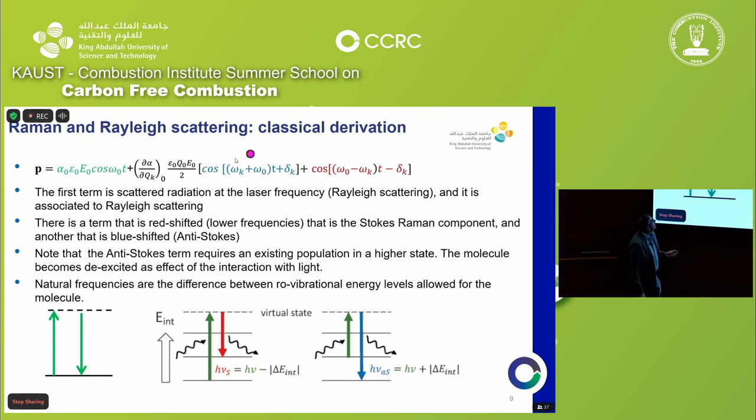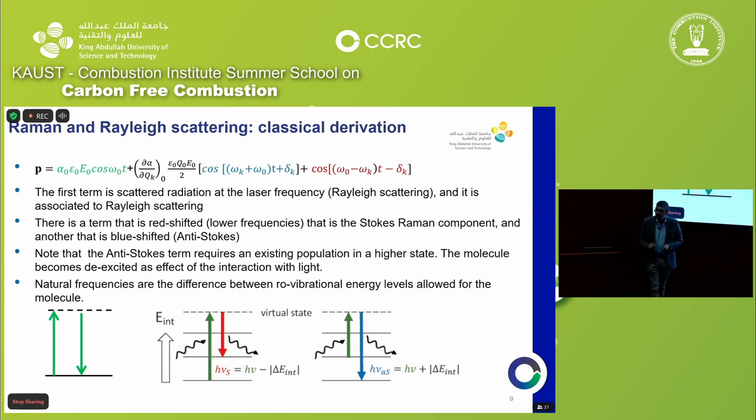Here we have another signal that's vibrating now with a frequency that's shifted toward the blue. So higher frequency: omega k, the natural frequency of oscillation of our molecule, plus the incident frequency. So the light that will be emitted by this oscillating dipole is blue shifted. And this is the term called anti-Stokes. The other term here is the Stokes term that is red shifted.